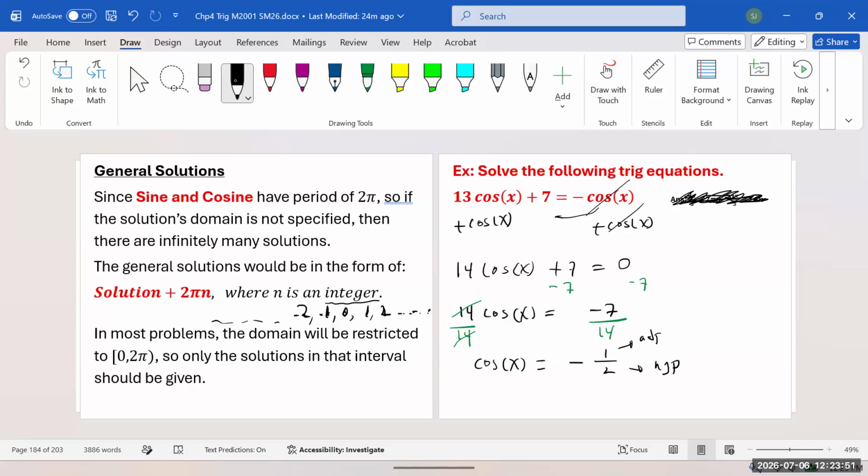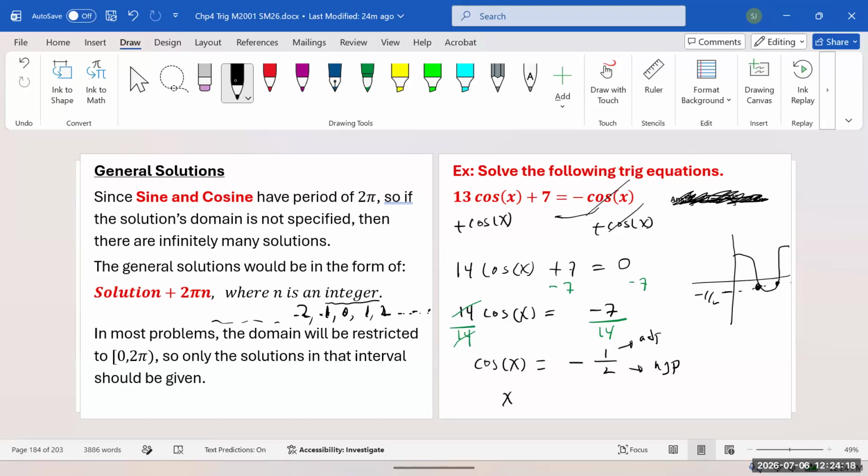All right. So if you use your hand, x is 1 means we have left side 1 finger, so our angle must be 60. Now look at a cosine graph. -1/2 is here. How many solutions are you going to have in one cycle? 2. One is here, one is there.